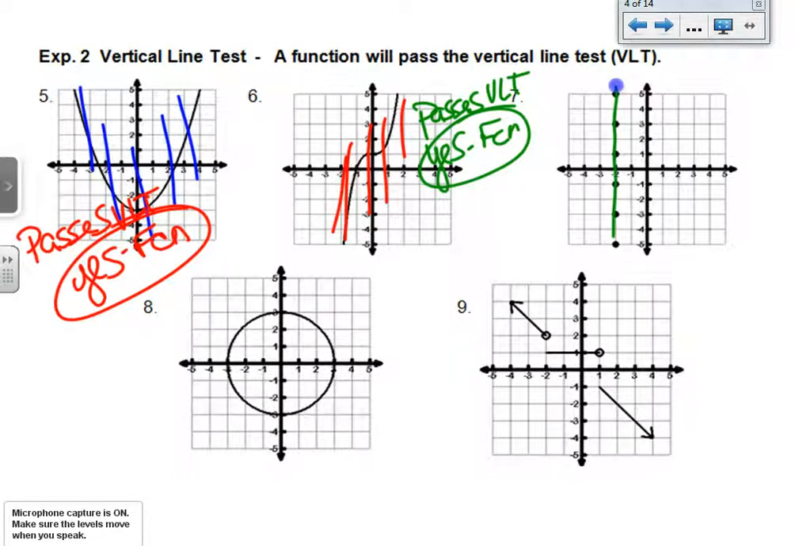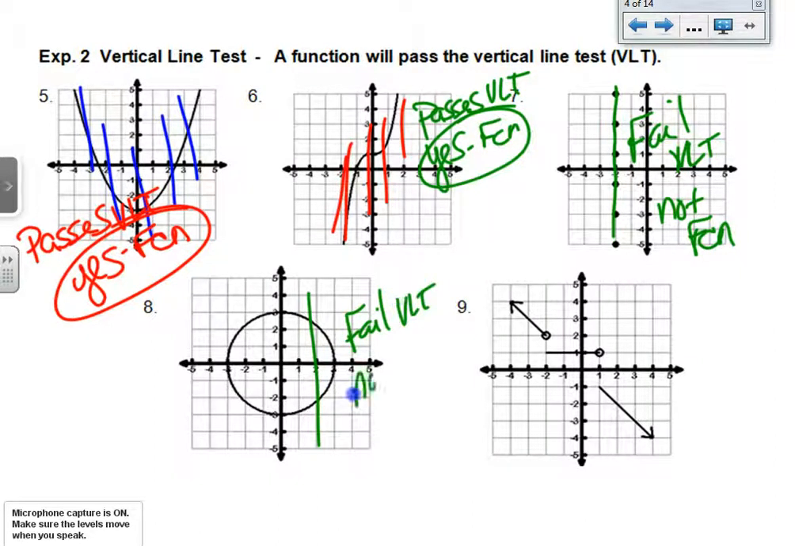This one would fail horribly several times. It fails the vertical line test. So this is not a function. Number 8, that's one example of a failing vertical line test. So this is not a function.